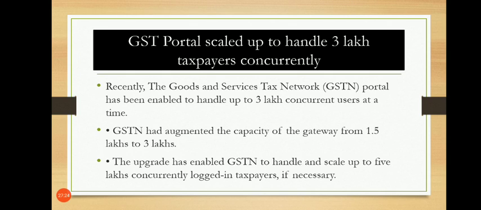Now let's move ahead. GST portal scaled up to handle 3 lakh taxpayers concurrently. The Goods and Services Tax Network portal now has the ability to handle up to 3 lakh concurrent users at a time. The GST Network had augmented the capacity of the gateway from 1.5 lakh to 3 lakh. The upgrade has enabled the GST network to scale up to 5 lakh concurrently logged-in taxpayers if necessary.